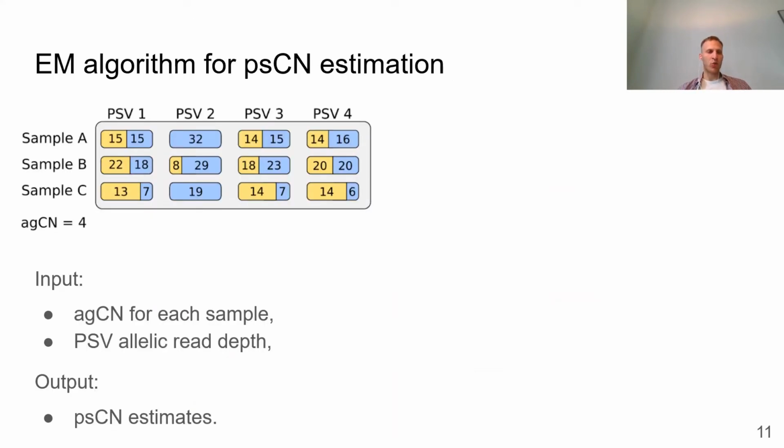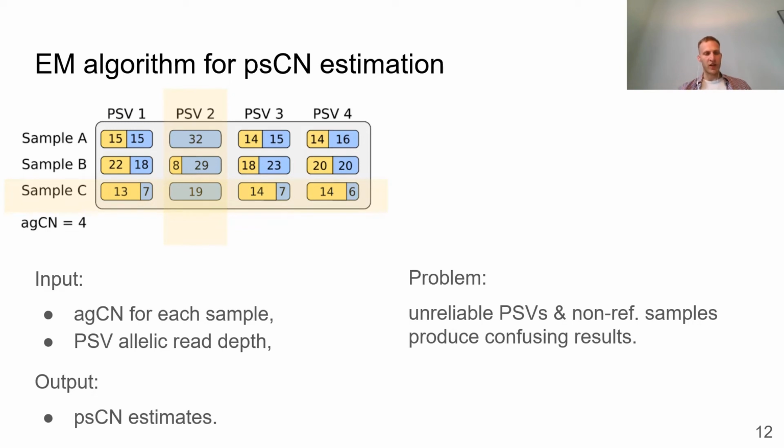Next, after we know aggregate copy number, we can calculate paralog-specific copy number, and we use PSV allelic read depth to do that. The problem is that if we take all the PSVs and all the samples, they can be inconsistent with each other because there are unreliable PSVs and because there are samples that have non-reference copy number.